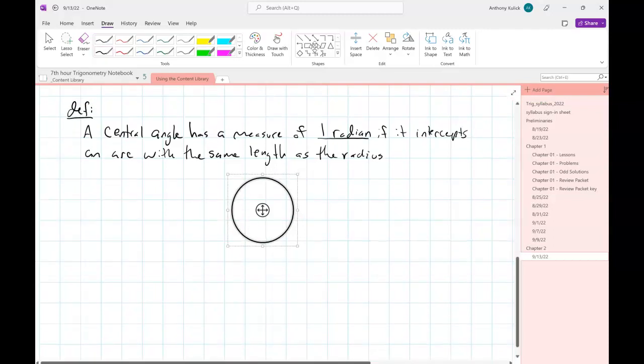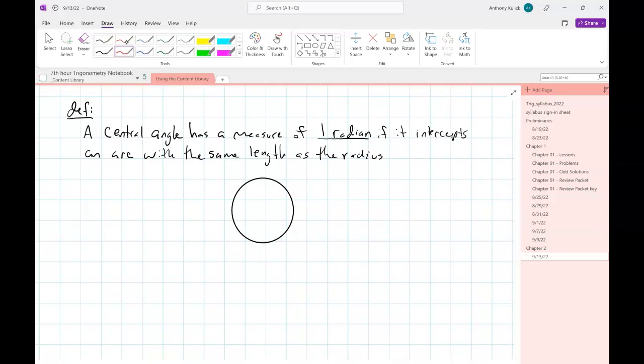So when we say a central angle, what are we referring to? We're referring to an angle whose vertex is at the center of a circle. So let's say that's the center of my circle there. I'll call this circle A. So I can draw some angle whose vertex is at A. That's a central angle.